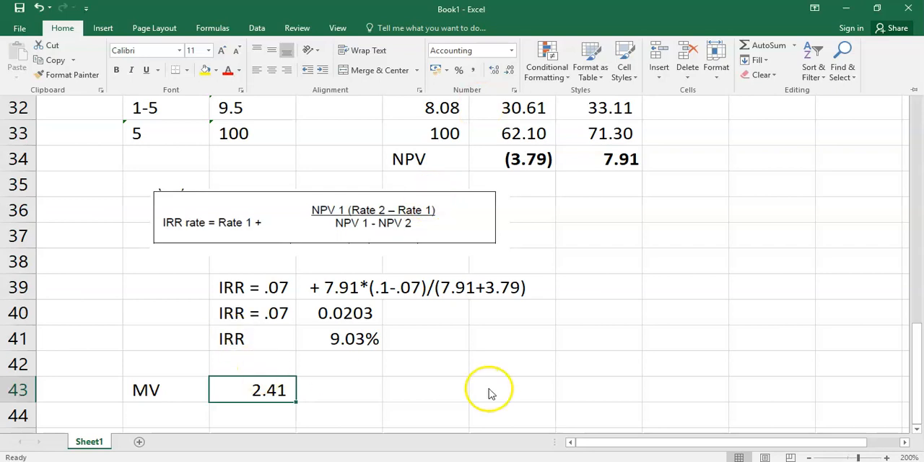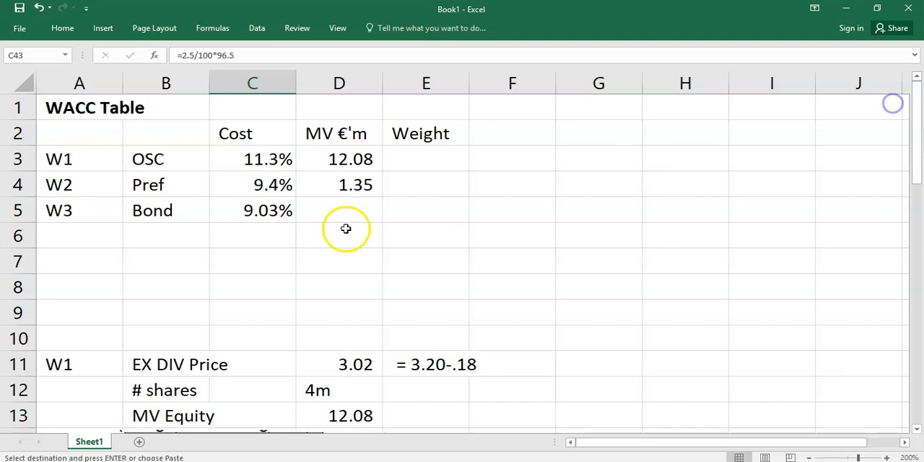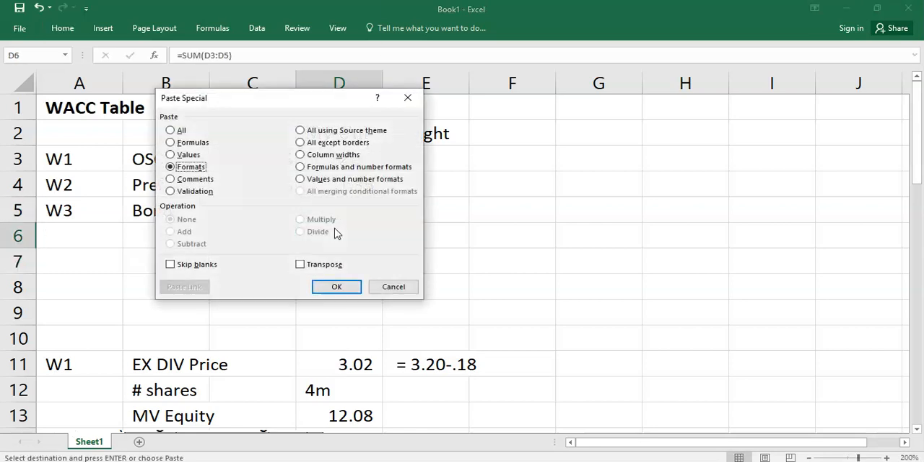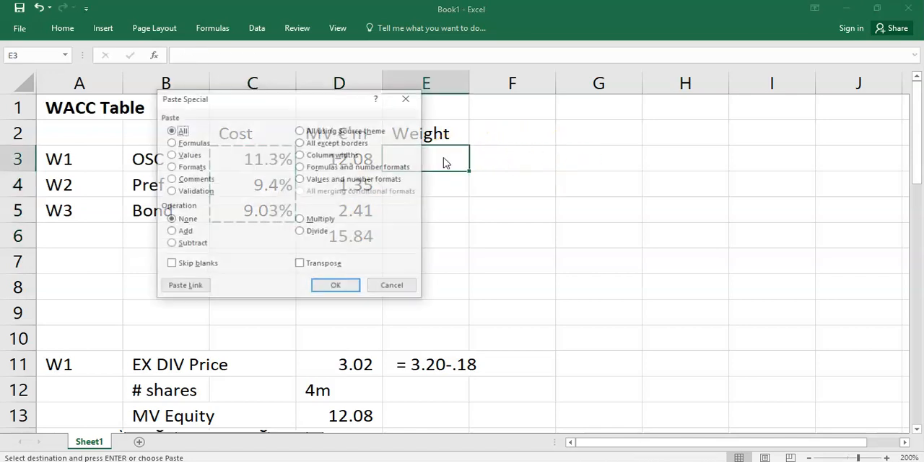So we'll take that and slot it in. You might have gone to thousands, gone to more, that's fine. As long as you get a very similar answer, allow for rounding, you'll get your full marks. So that's your first key step always in a WACC. Do them individually and then get the overall weight. So the overall market value of the firm here, 15.84 million. And then we get our weightings.